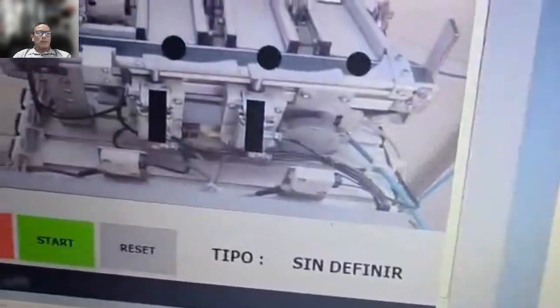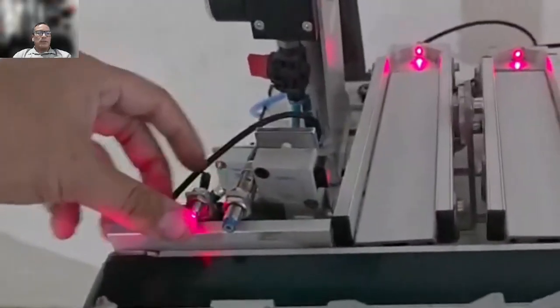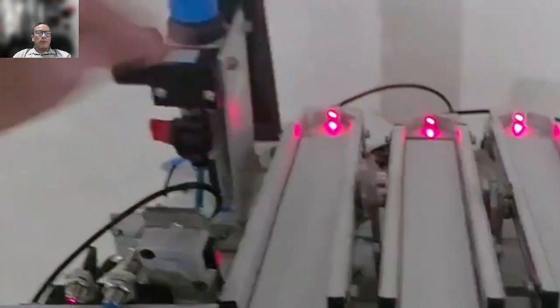Finally, we can see both manufacturing cells working together correctly. This completes the unit's practice.